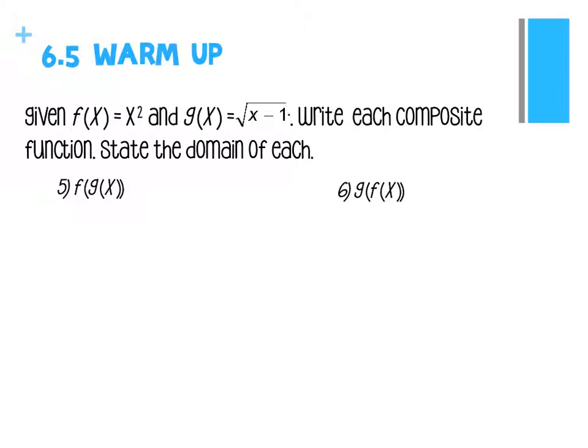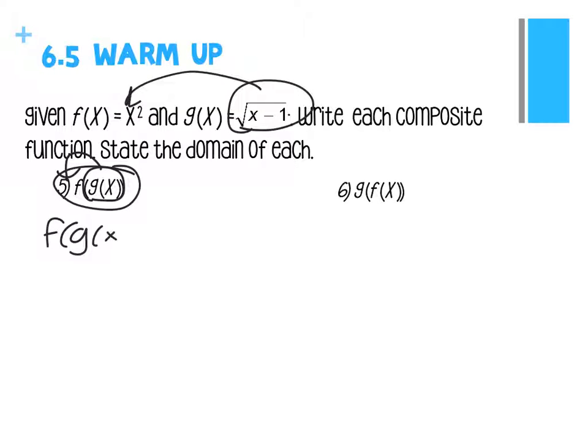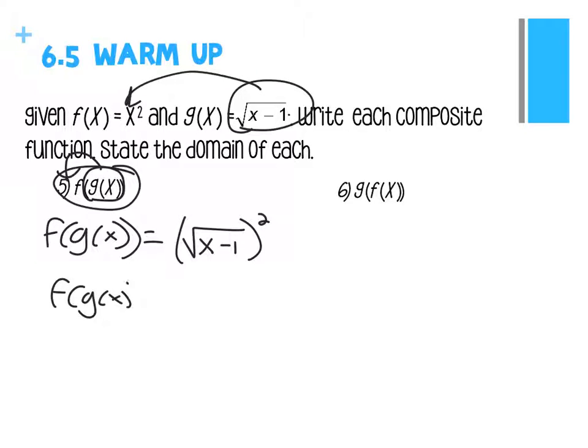Okay, this is now given two different functions, f of x equals x squared and g of x equals the square root of x minus 1. Write each composite function and then state the domain of each. So I'm going to start with f of g of x, which means I take the g and I plug it into the f. So f of g of x is the square root of x minus 1, squared. And what happens when you square a square root? It cancels out. So f of g of x equals x minus 1.